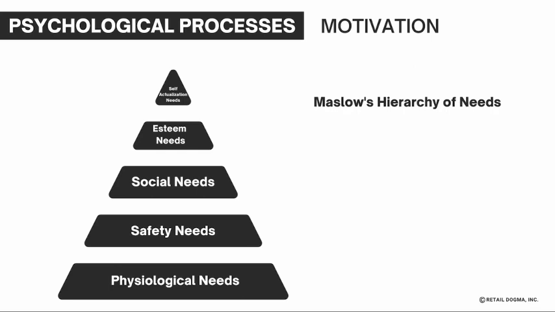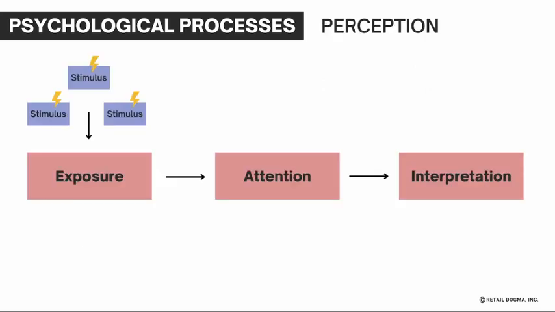When we become motivated, we are ready to act. How we act will be influenced by our perception of the current situation. Perception is a three-stage process that translates raw stimuli into meaning. The three stages are exposure, attention, and interpretation. We could be exposed to the same stimuli and yet have different interpretations of those stimuli and therefore different perceptions.